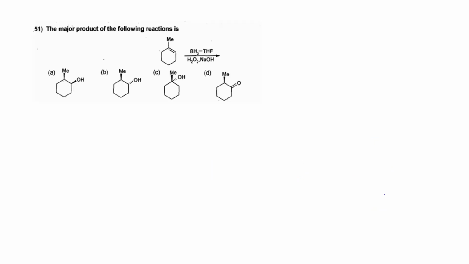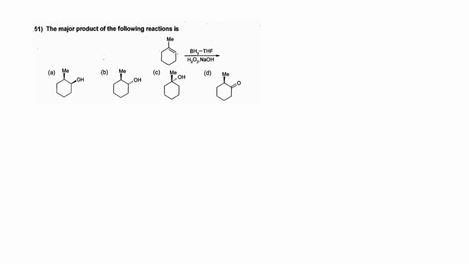What will be the major product in the following reaction? In the last class we discussed the hydroboration reaction, how this reaction takes place. This reaction takes place following the anti-Markovnikov rule. You know about that, it will always follow the anti-Markovnikov rule. What is the anti-Markovnikov rule? According to Markovnikov rule, the hydrogen will be added at the less hindered side.